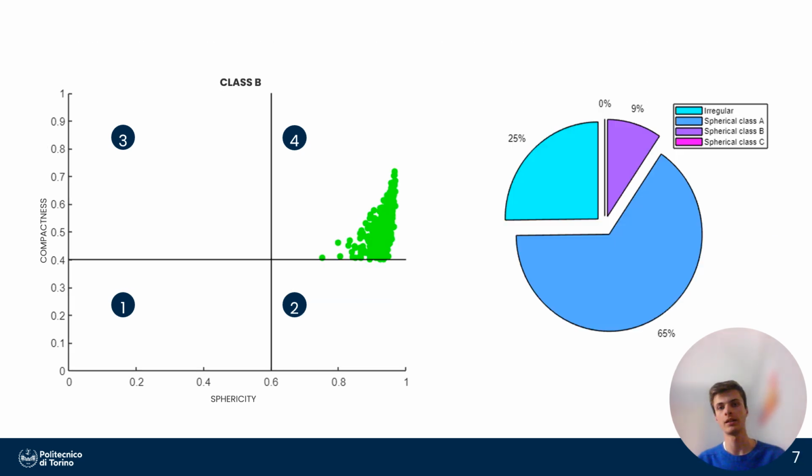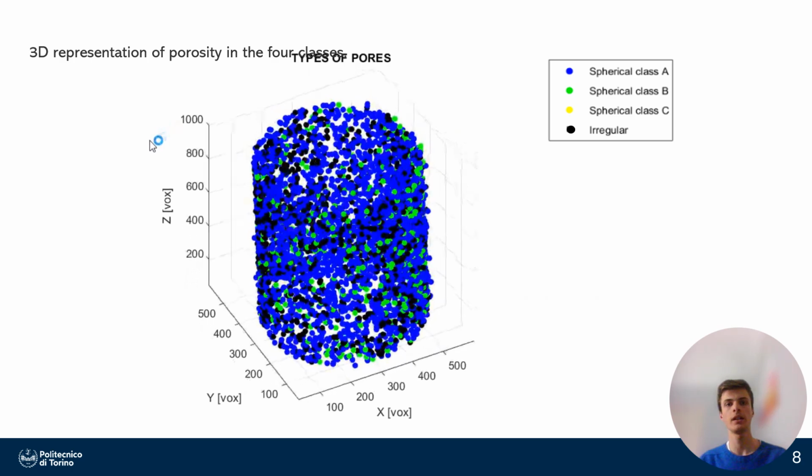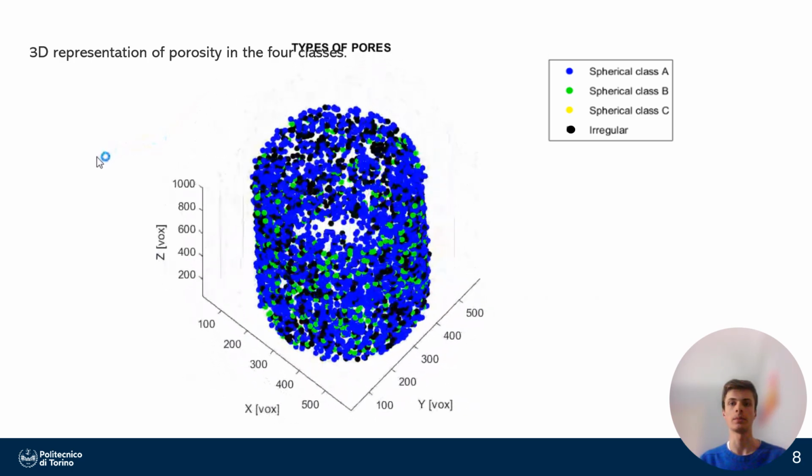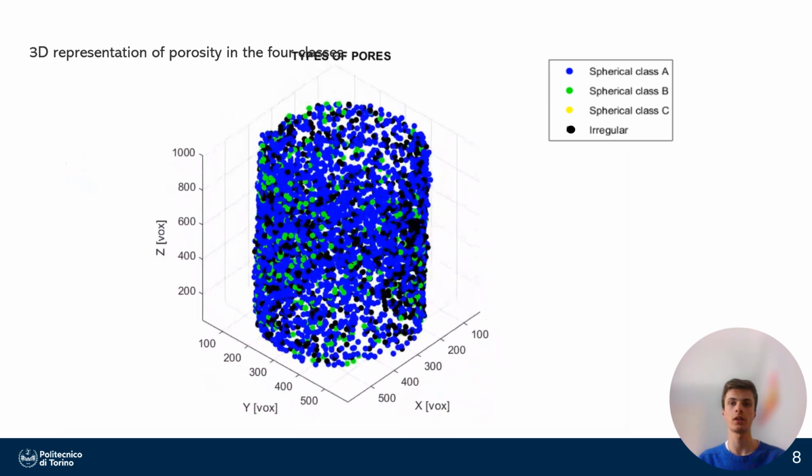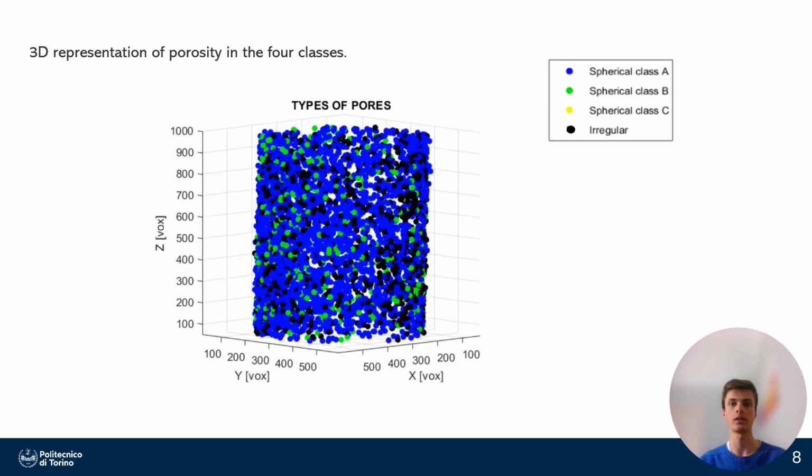In this slide, we can see the last type of pore present in our specimen in the compactness-sphericity graph on the left side, and on the right side, we can see a chart that provides a clear representation of the porosity class distribution. Subsequently, it is possible to see the spatial position of the pores. In this 3D representation, different colors represent different classes of pores.